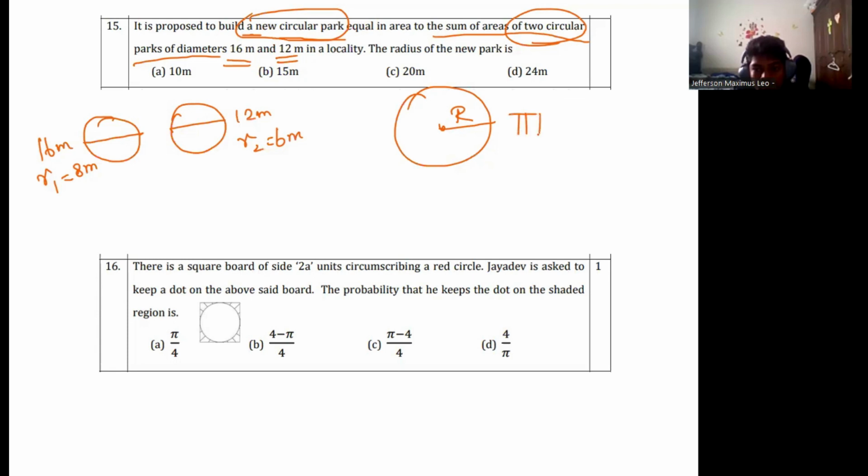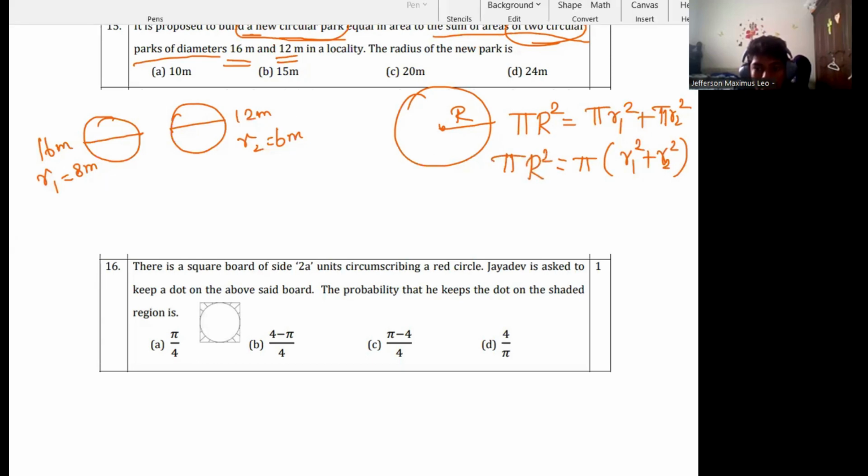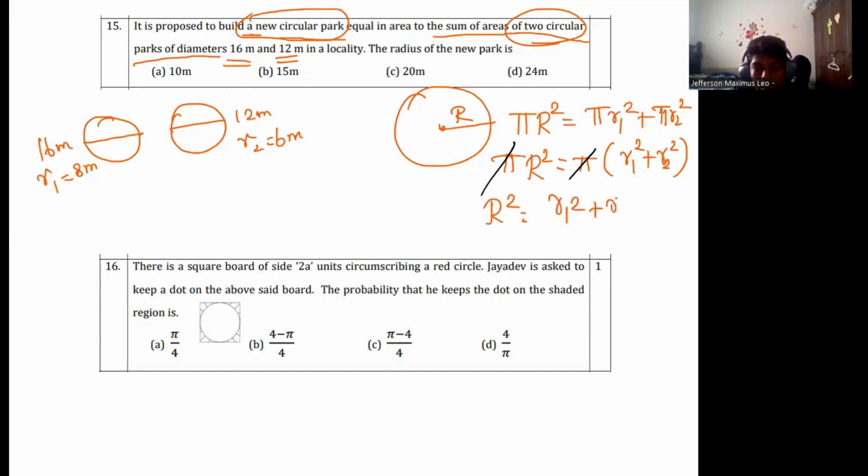The area of the new circular park is pi R square. This is equal to the sum of the areas of the previous two, that is pi r1 square plus pi r2 square. Are you okay now? On the right side, pi is common, take it outside. The remaining inside the parenthesis is r1 square plus r2 square. Looking left and right, pi gets cancelled. So capital R square is simply R1 square plus R2 square.